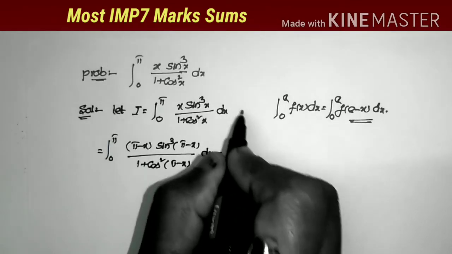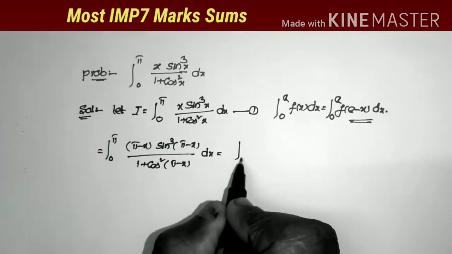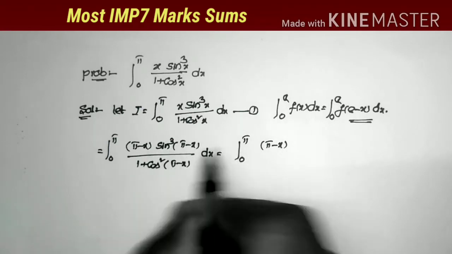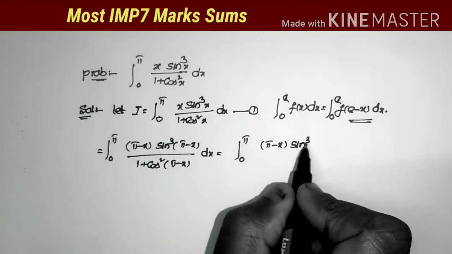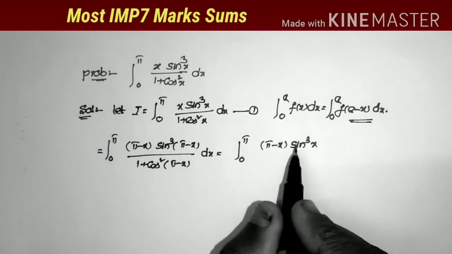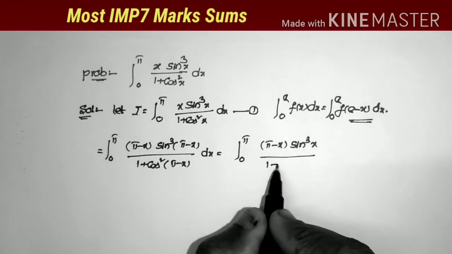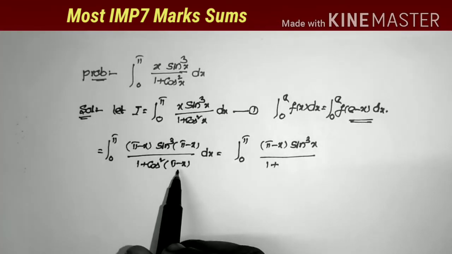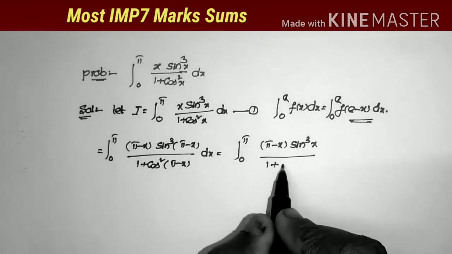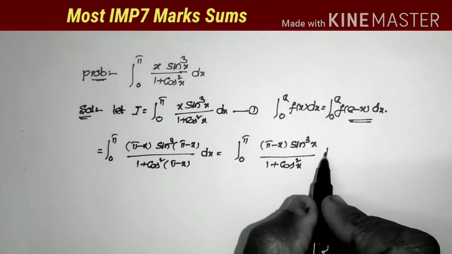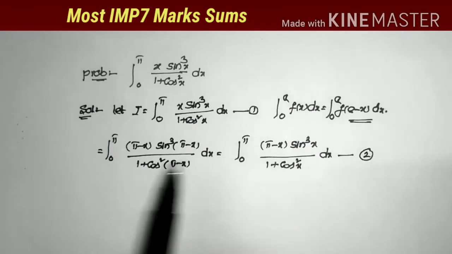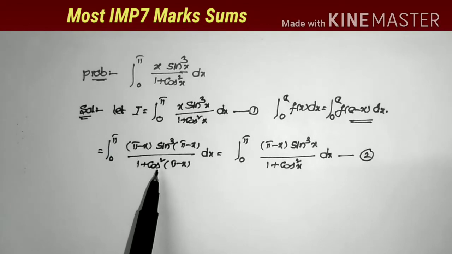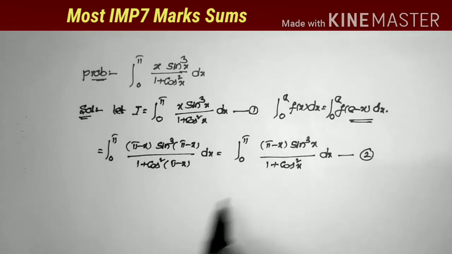This is equation 1, and this is equal to integral 0 to pi of (pi minus x) into sine 180 minus x, which is equal to sine x. That is, sine cube of (pi minus x) is sine cube x, by 1 plus cos square of (pi minus x). Cos of (180 minus x) is minus cos x, but whole square, so minus cos x whole square again returns cos square x, dx. This is equation 2. Sine 180 minus x is sine x, cos 180 minus x is minus cos x, but the whole square of minus cos x becomes plus.